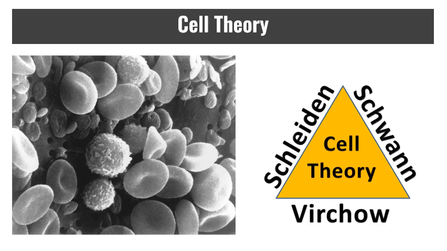For example, the picture here is a picture of a blood sample. We see red blood cells, we see white blood cells, we see platelets. All of them are derived from the same cell line, but they are very different in structure and function. So diversity accumulates over time.